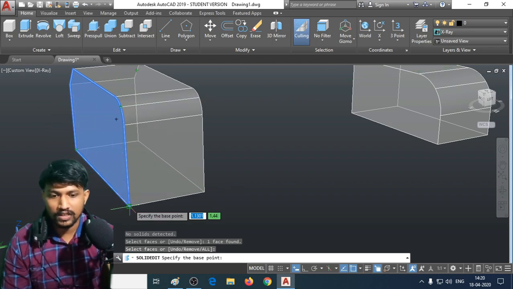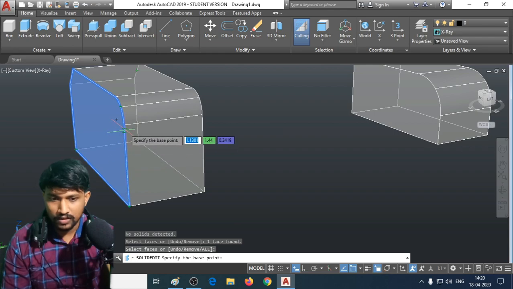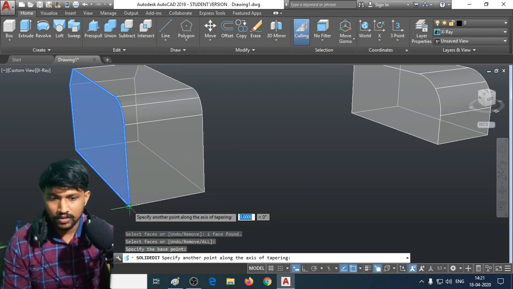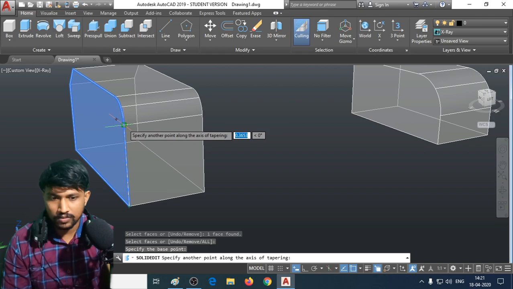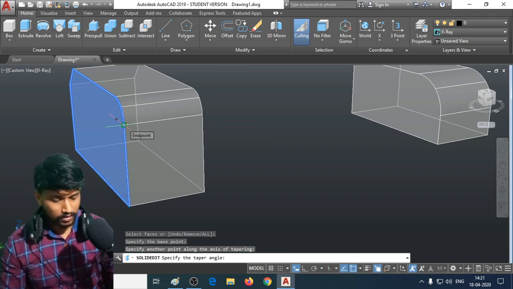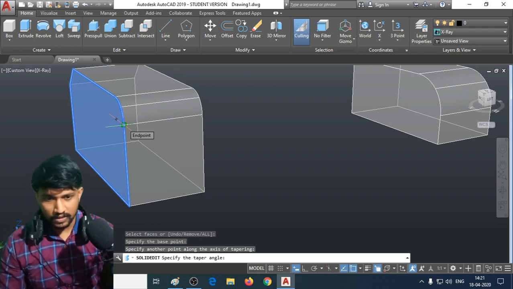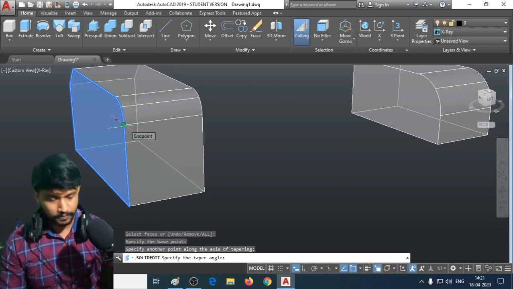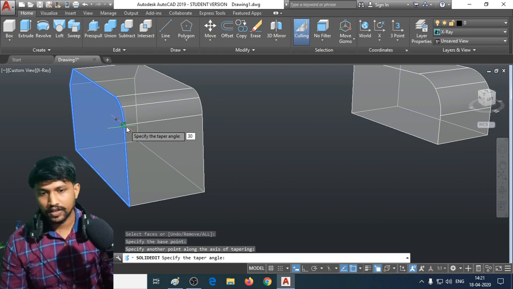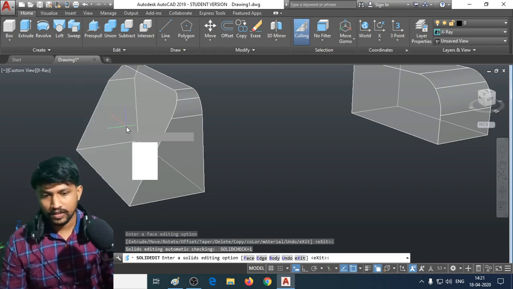Suppose if I select this one here, now this face is going to make certain inclination like this. So I don't want that, so I want this to be inclined this way. So I have selected this one as the base point, specify the base point. Now it is asking me to specify another point, so I'm going to select this one. So specify the inclination, say 30.